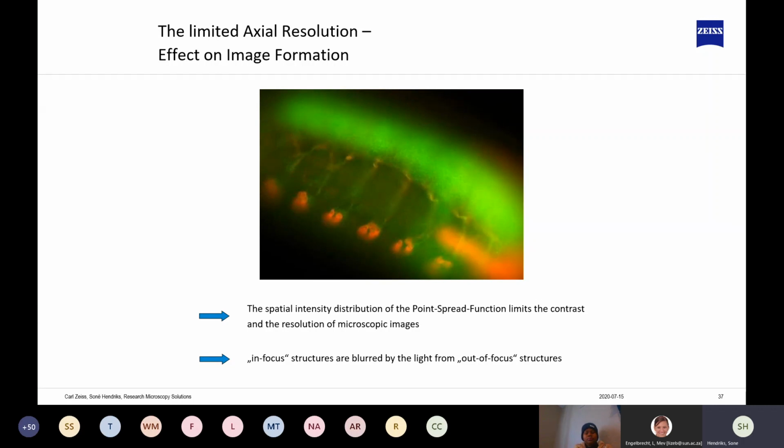In other words, the out of focus light causes this haze, and this is no fault of anything apart from the basic principles of the point spread function of the fluorescence molecules, or then the microscope. So how can we make these images better?